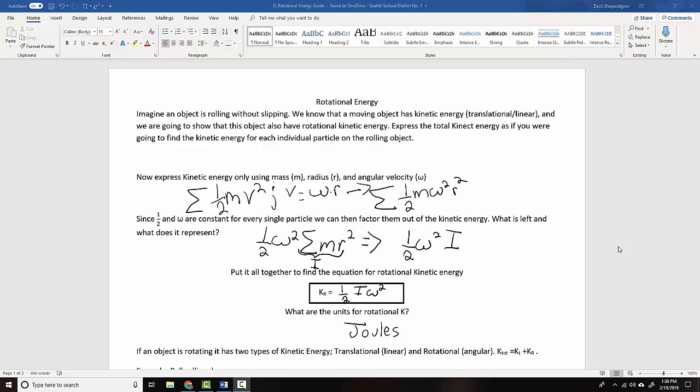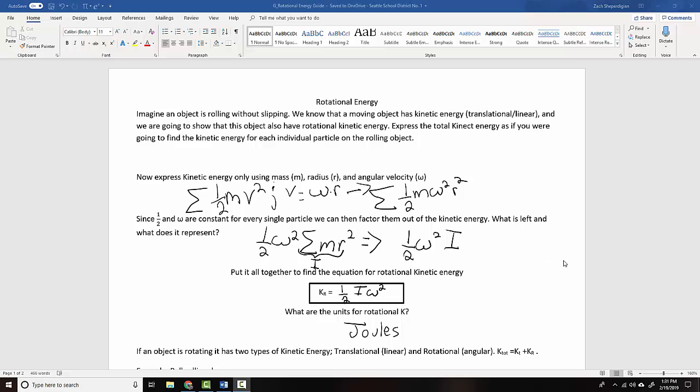Hey everyone, I'm just going through the rotational energy worksheet that we were finishing up on Friday. We got through most of it, but I'm just going to go through the rest of it to make sure that you're on the right track. The main thing of this worksheet is looking at how different objects with different moments of inertia affect how fast it's moving as it rolls down a ramp.